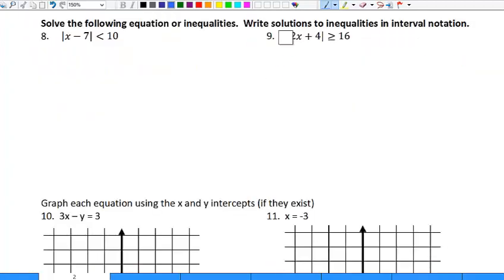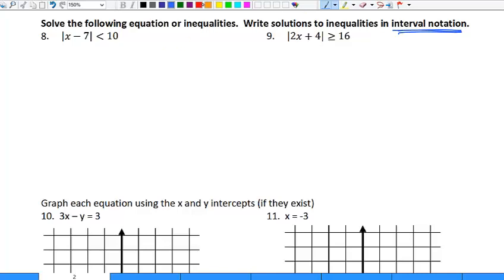On these next problems, it says to solve the following equation or inequality, write your solutions to inequality in interval notation. Now, both of these problems are inequalities. The reason why I included equation is because that was written that way on your exact exam, so I just didn't want to confuse you, so I just kept all of the instructions exactly the same. But in this case, both of them are inequalities.